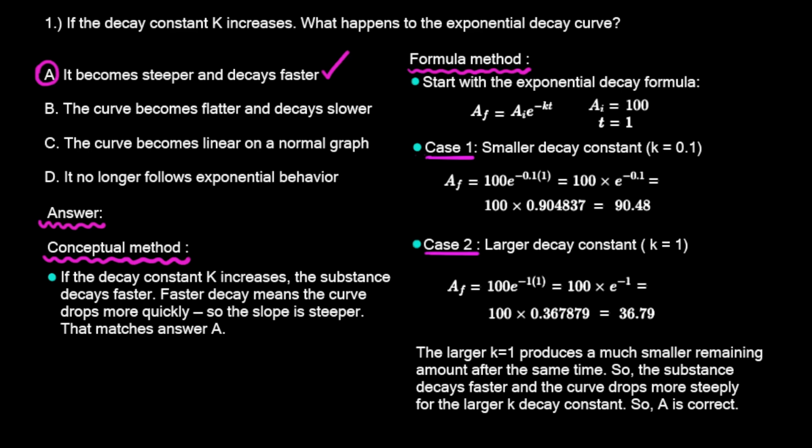As you can see when comparing these two cases, a substance with a larger decay constant has a smaller final amount after the passage of a certain amount of time compared to the substance with the smaller decay constant. So this means that a larger decay constant produces a faster decay and a steeper slope. Although all exponential decay graphs start with an initial steep slope and eventually flatten, we're comparing the initial rate of the decay between two substances. The one with the larger k always drops faster and therefore has a steeper slope. This is why the correct answer to question number 1 is A.